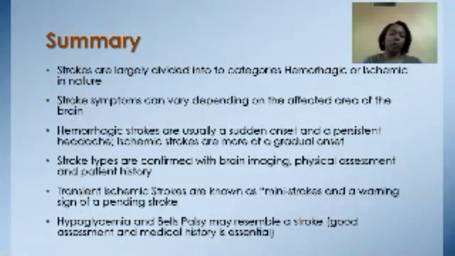Strokes are confirmed with brain imaging, physical assessment, and patient history. TIAs are also known as mini strokes, and they are a warning of a pending stroke. Hypoglycemia and Bell's palsy may resemble a stroke. A good assessment and medical history is essential to rule them out.